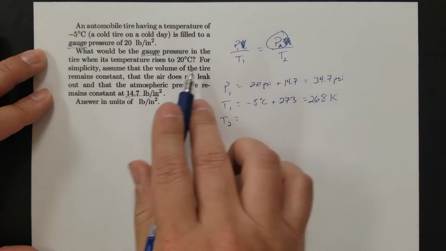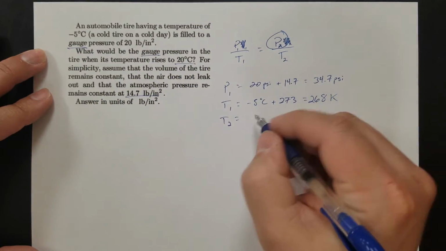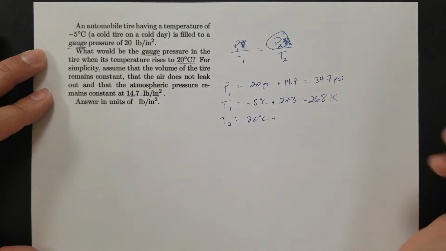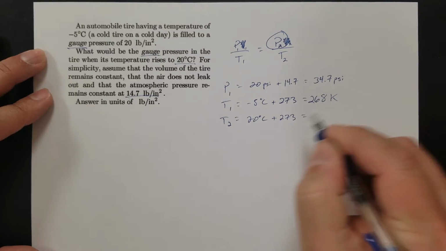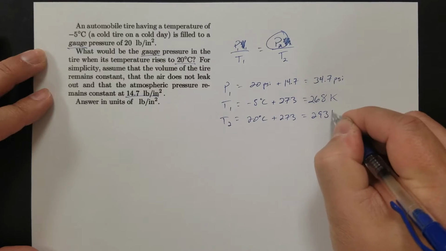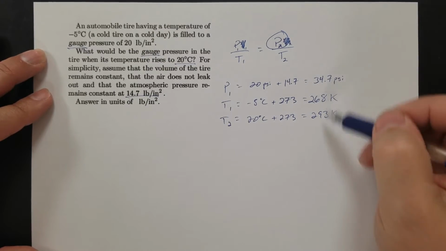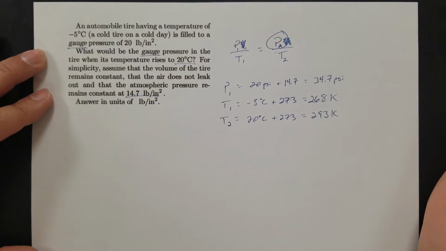Okay, and then my T2, it rises to 20 degrees C. So 20 degrees C, again, I have to convert: 273 plus 20 is 293 Kelvin. And now I've got my three values, and I can plug in and solve for P2.